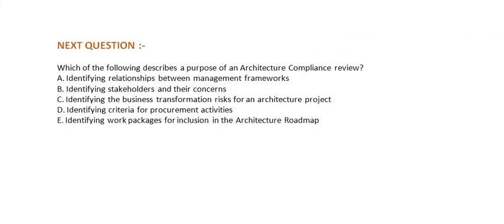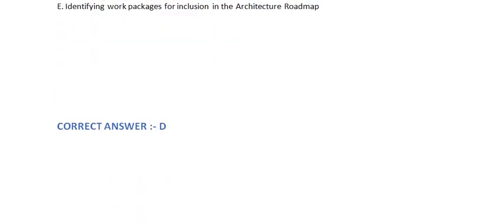Next question is, which of the following describes a purpose of an architecture compliance review? Option A, identifying relationships between management frameworks. Option B, identifying stakeholders and their concerns. Option C, identifying the business transformation risk for an architecture project. Option D, identifying criteria for procurement activities. And option E, identifying work packets for inclusion in the architecture roadmap. The correct answer is option D.